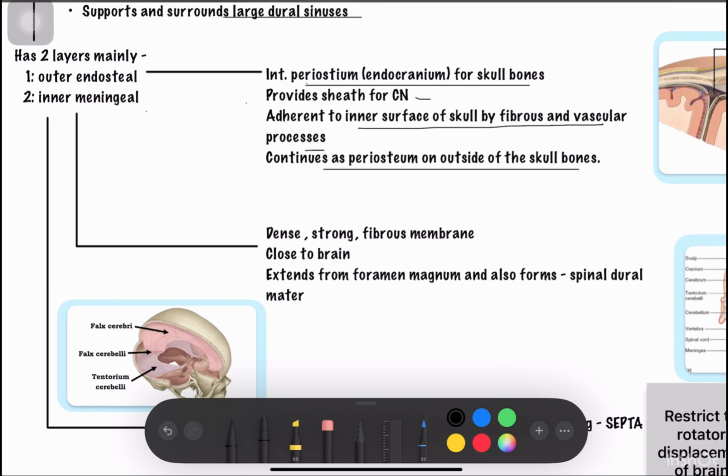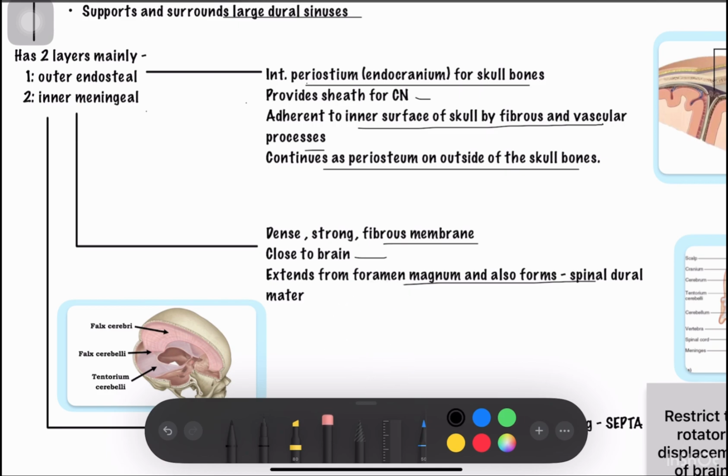So the inner meningeal layer is a fibrous membrane. It's closely associated with the brain, and also extends from the foramen magnum and contributes to the formation of the dura mater of the spinal cord as well.